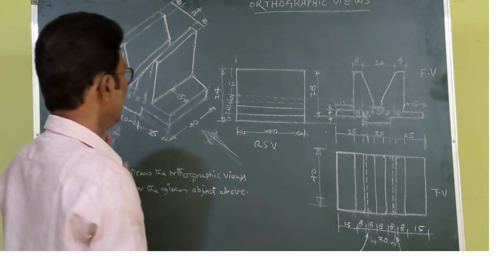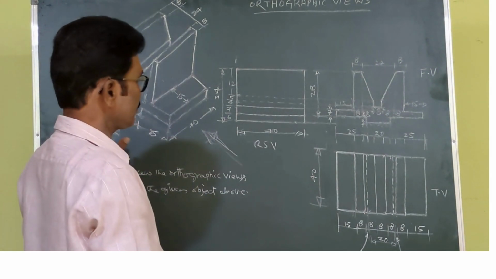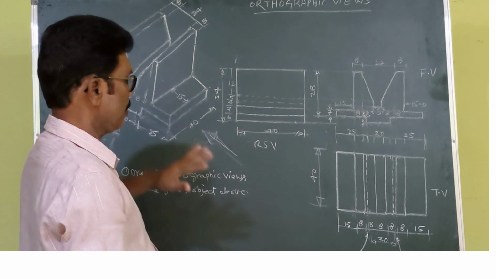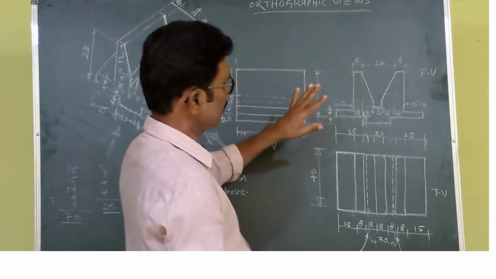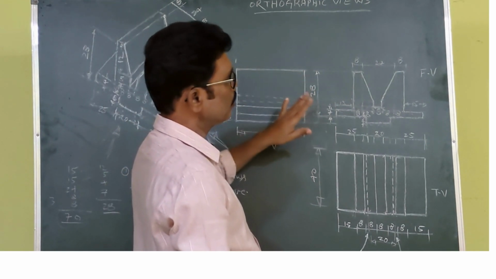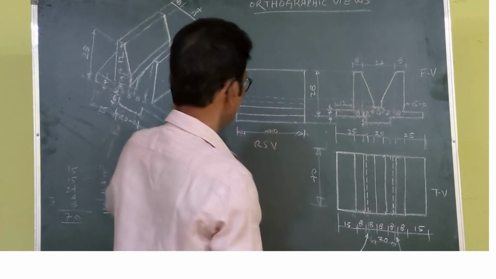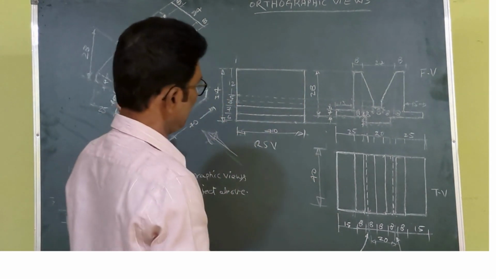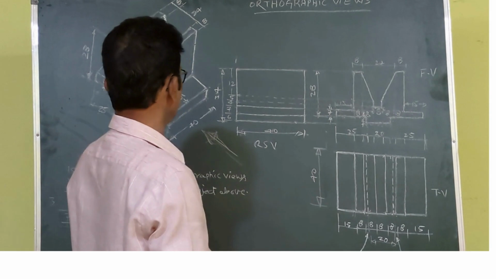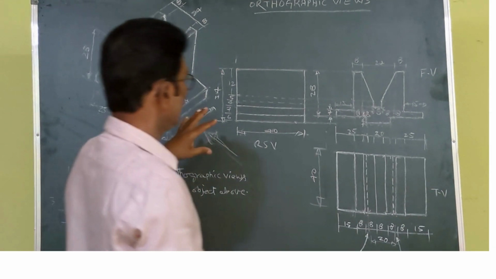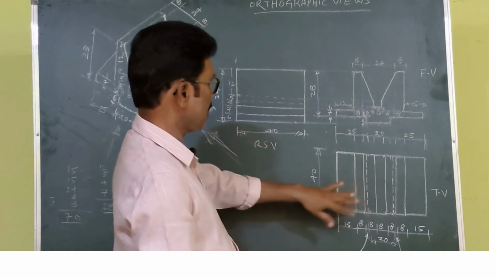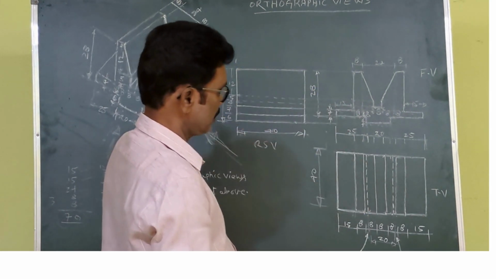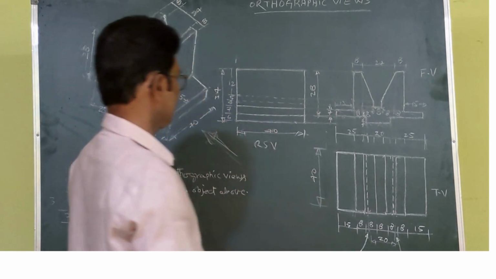Like this we can develop the front view, top view, right side view. Anyhow, first you have to develop the front view. From the front view, we can develop the top view and side view. It may be a right side view or left side view. In this problem, we can develop the right side view. So once you develop the front view, easily we can develop the top view and side view. Okay. Thank you.